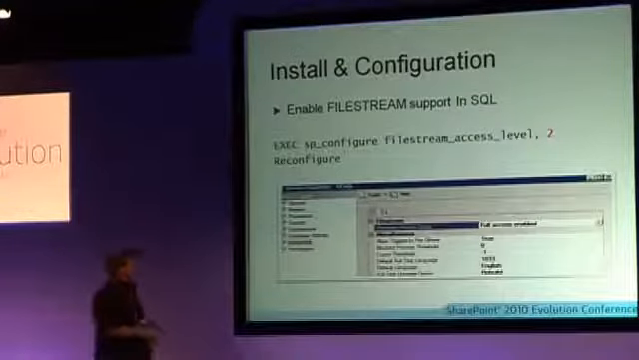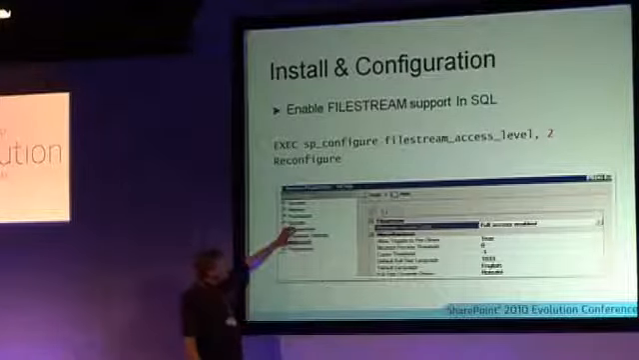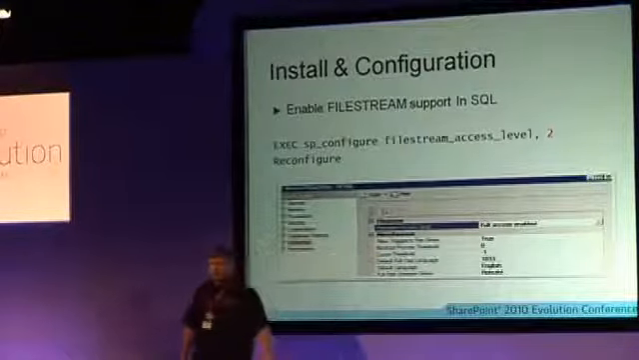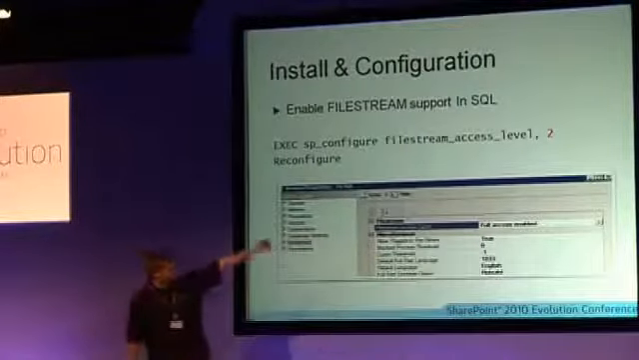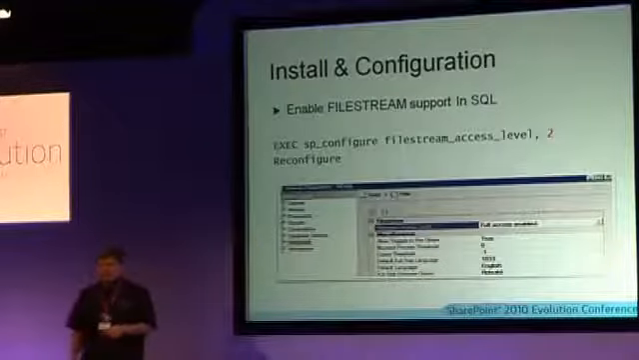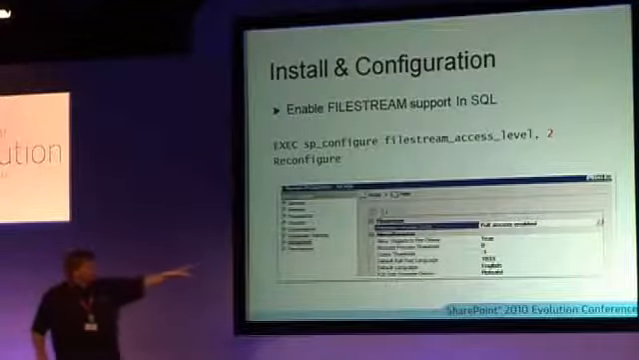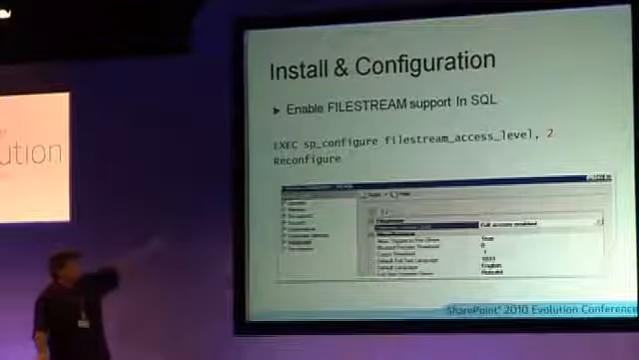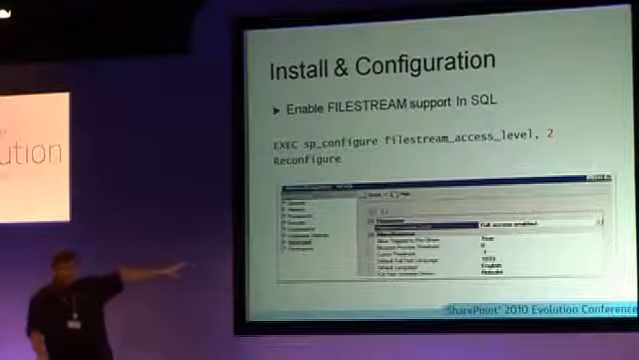Or you can configure it here. If you look in the server properties in Management Studio, FileStream access level, full access enabled is what you want to see. You should see that turn on when you run that command. Okay? With the RBS version for SQL Server 2008 R2, this should happen automatically. You shouldn't have to run this. You shouldn't have to run the reconfigure piece. You'll still have to turn it on, obviously.